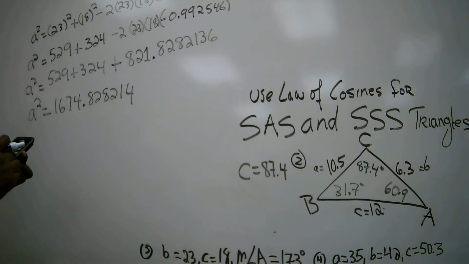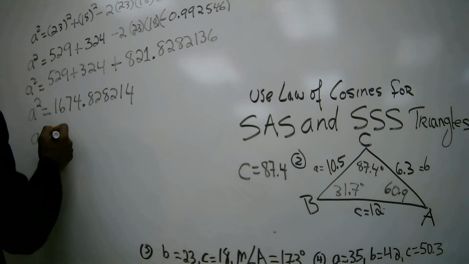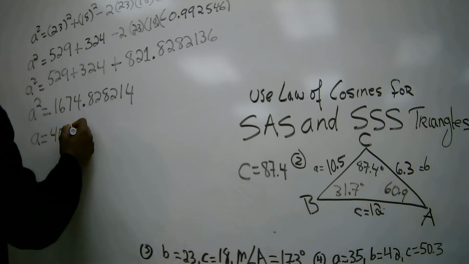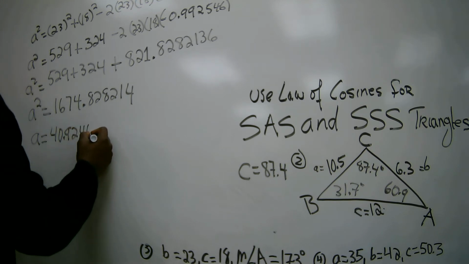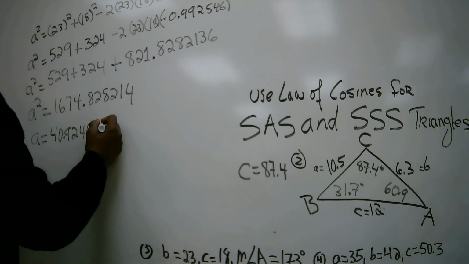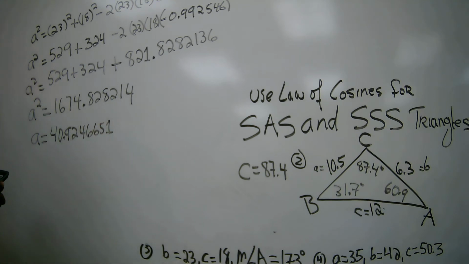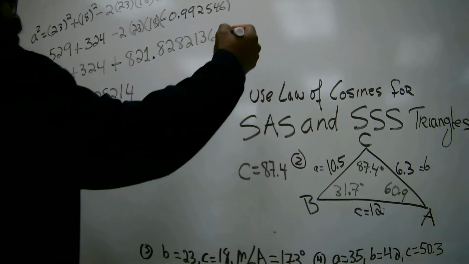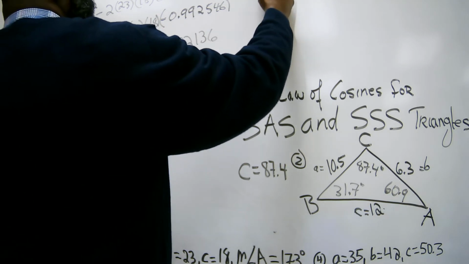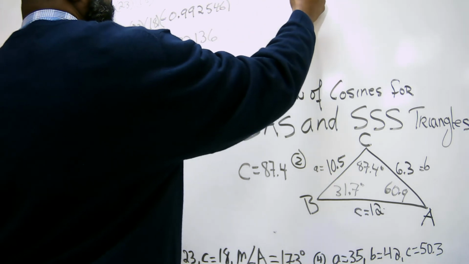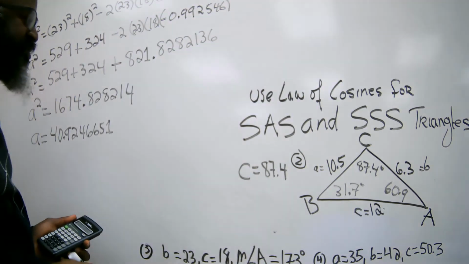Then I'm going to take the square root of that. Then A is about the longest side, 40.924651. That's what it is. When you round it to the nearest tenth, that will be about 40.9. It is about 40.9. And as you can see, it has to make sense.